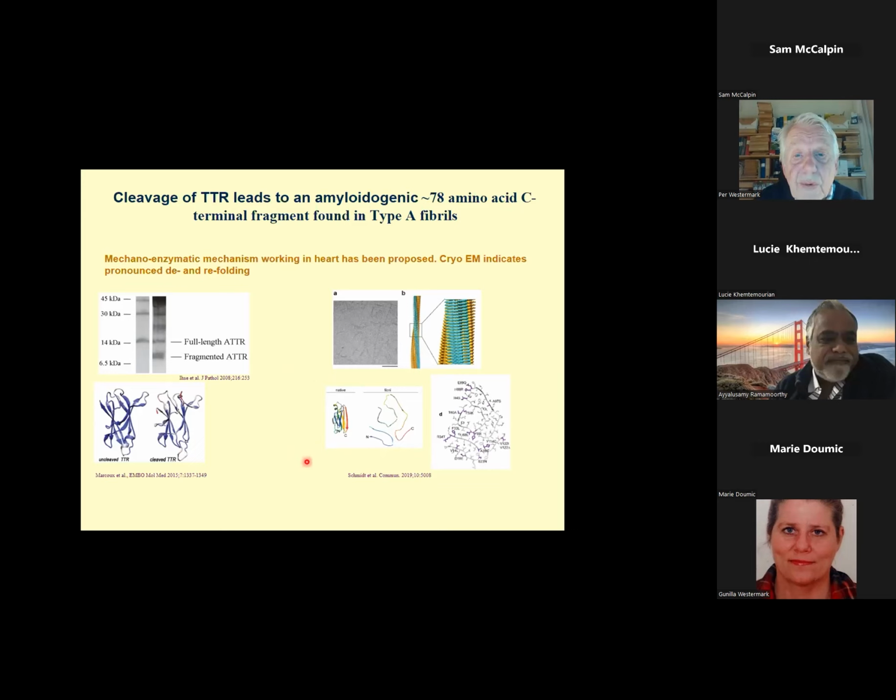One thing is important, and that is that this type of unfolding and refolding seems also to be true for the wild type form that always has type A fibrils. So type A amyloidosis of MET30 and the wild type are closely related, and are closely related also clinically.